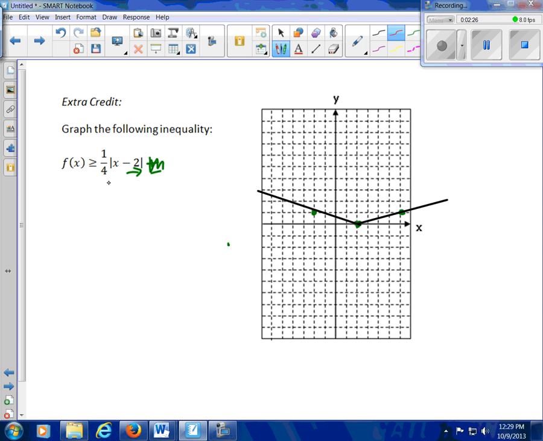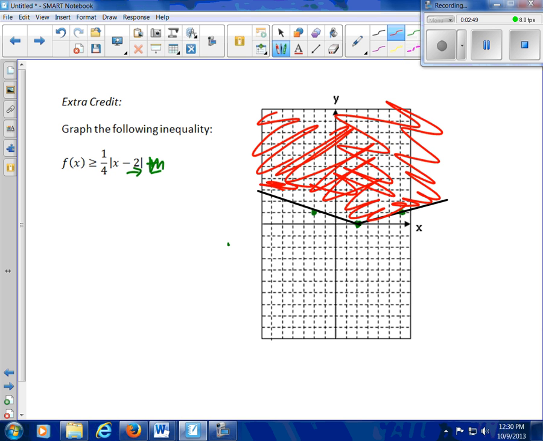The last thing, other than deciding if my line is dotted or solid, is checking the shading. Remember from graphing inequalities, that if it's greater than, you shade above because you want all the solutions that are greater than that line. This is no different. We're going to graph everything above the absolute value. So that is going to be our extra credit answer for this.